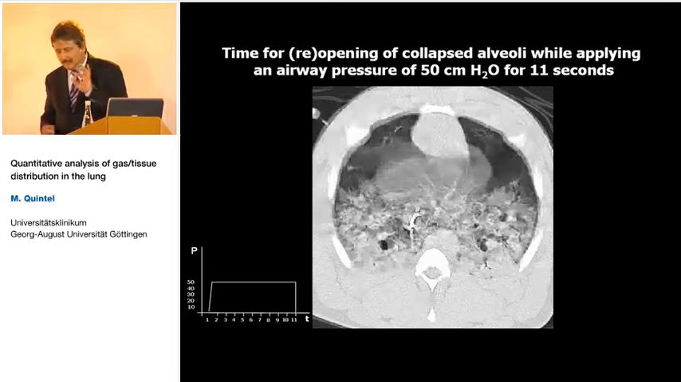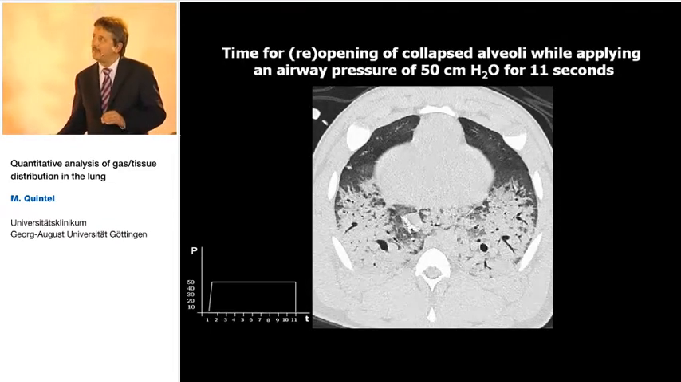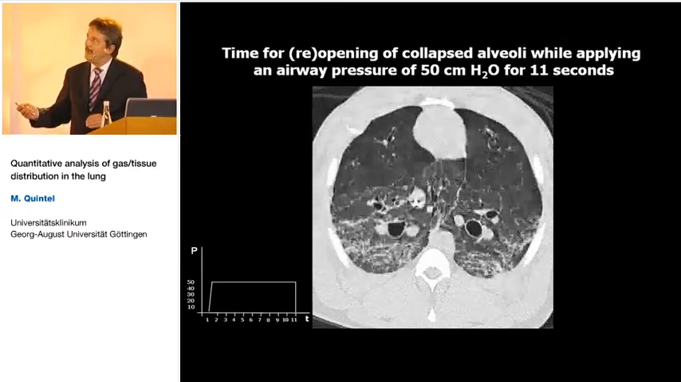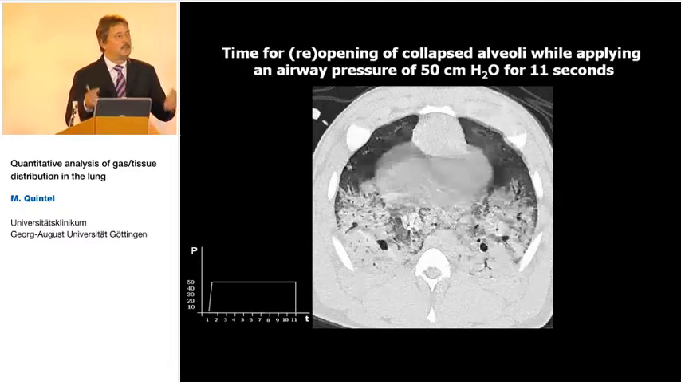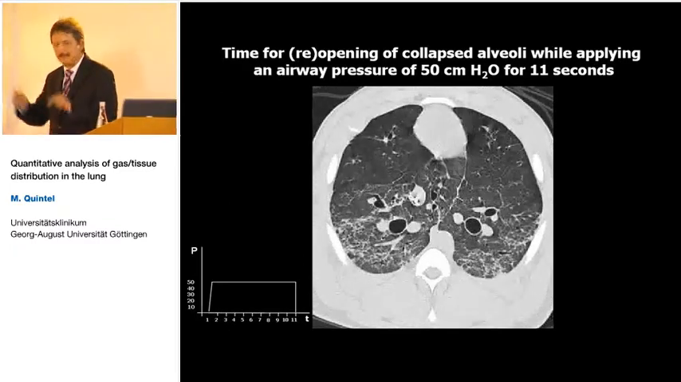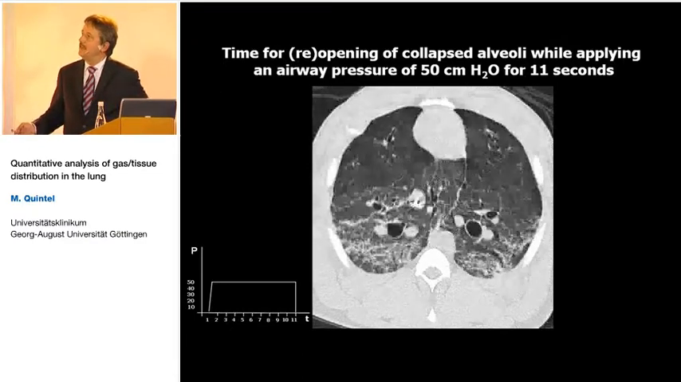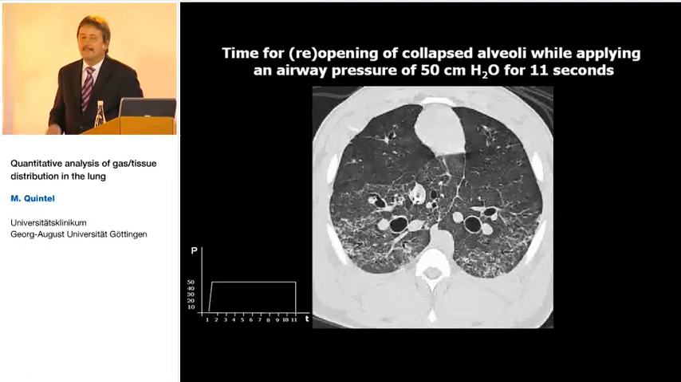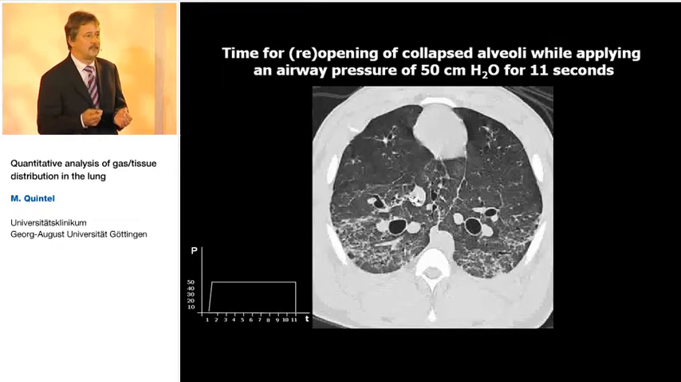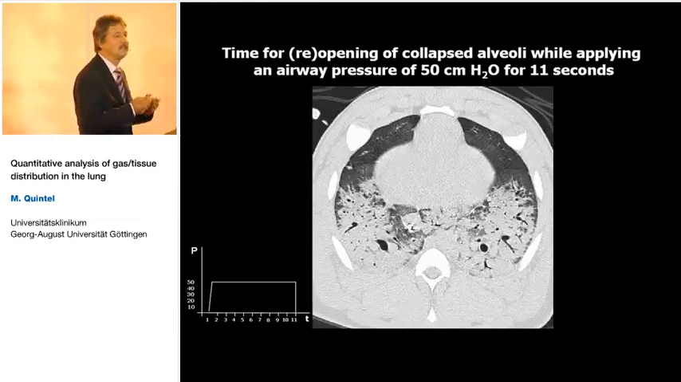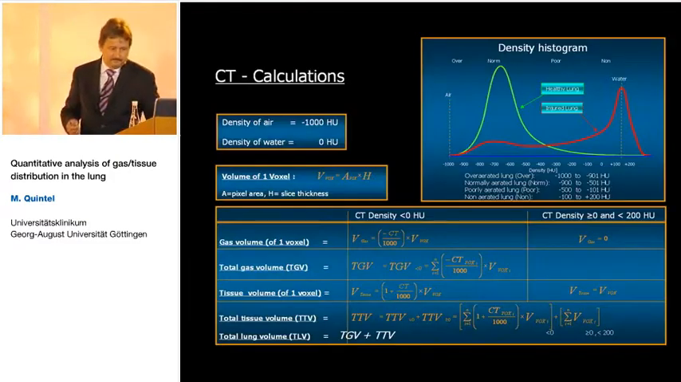Now let's look, also in a dynamic way, at what happens in an injured lung when we apply, with a very fast flow, a pressure of 50 centimeters of water over a period of 11 seconds. What you will now see are the time constants that are used to open up. It starts and it is opening, and over the whole period of the 11 seconds you find re-aeration, recruitment, and opening. So this means you can show that reopening is a time-dependent factor.